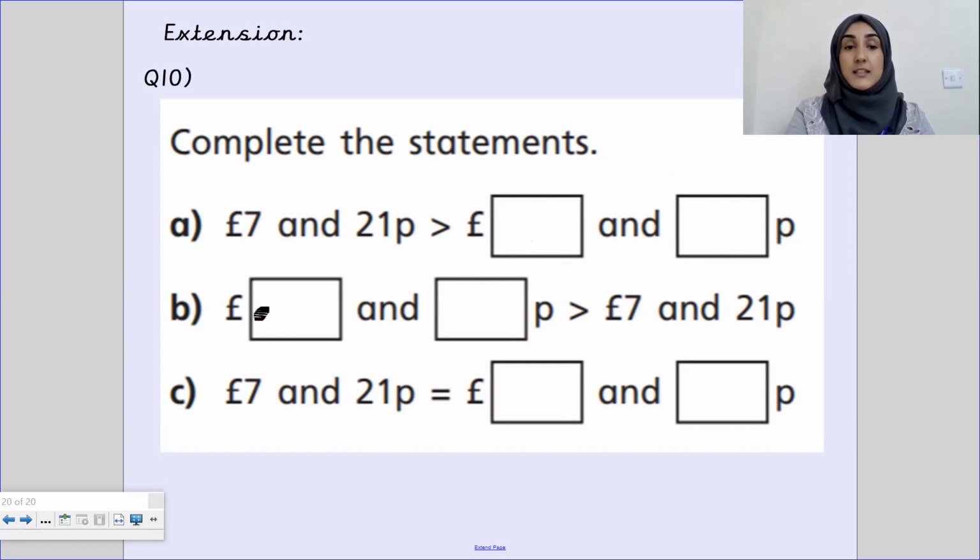Okay, next one. It says you need to put in an amount that is more than £7.21. It might be £8.13. It might be £9.60. It might even be £10.43. It's up to you, you choose. And then the last one, which is a little bit of a trick, it says £7.21 is equal to, what is £7.21 equal to? Remember, when something is equal, they're all the same. Okay, and that is your extension.